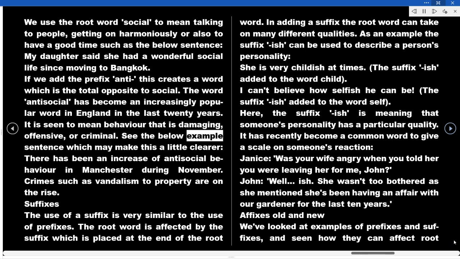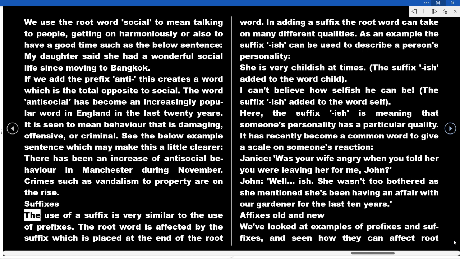See the below example sentence, which may make this a little clearer. There has been an increase of antisocial behavior in Manchester during November. Crimes such as vandalism to property are on the rise.